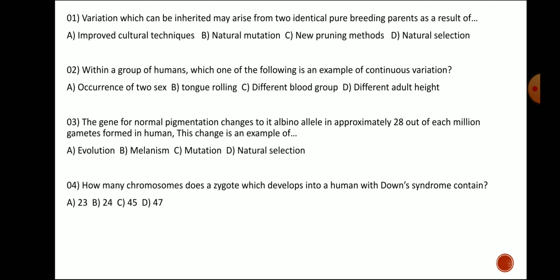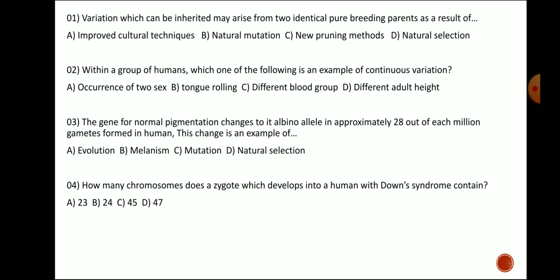Fourth question, how many chromosomes does a zygote which develops into a human with Down's syndrome contain? The options are A 23, B 24, C 45, and D 47. So the correct option is 47.